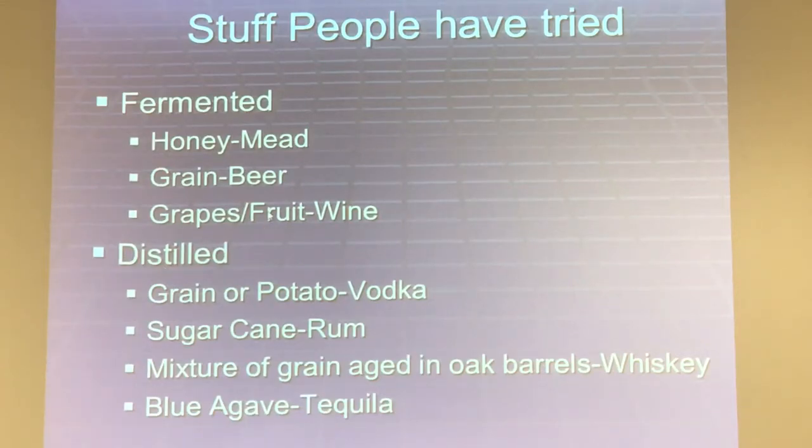and then you would have maybe 35% that first time. And so if you do that, it's just straight alcohol, just from grain or potatoes. That's what vodka is. It's just straight ethyl alcohol and water mixed together, and then maybe some filtering or some other flavorings added. If you start with sugar cane and then ferment and distill that, that's what rum is. A mixture of grains that are aged in oak barrels once the distillation process is done, that's called whiskey. And if you start with the blue agave cactus and then ferment and distill that, that is called tequila.